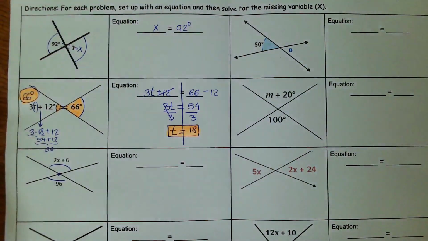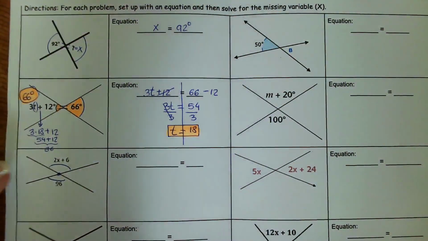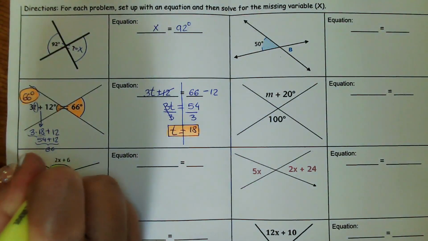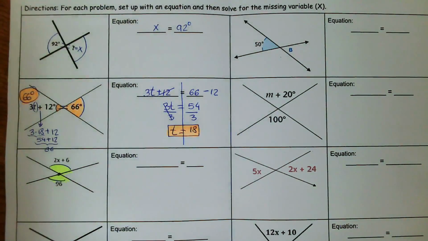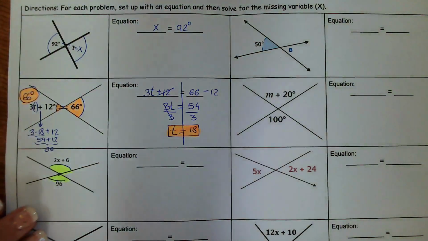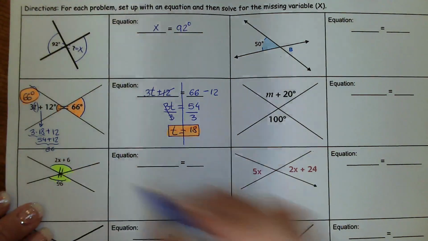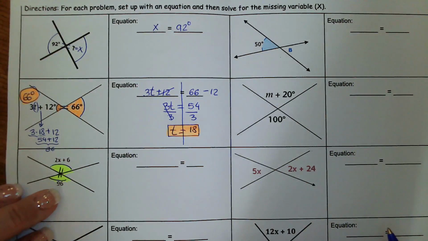So I have two angles in the next expression, 2x plus 6 and 96. Those two are congruent to each other by definition. Vertical angles create an intersection of two lines. When two lines cross, they create vertical angles. They're across from each other and they are congruent to each other.